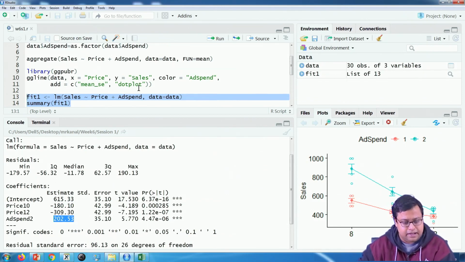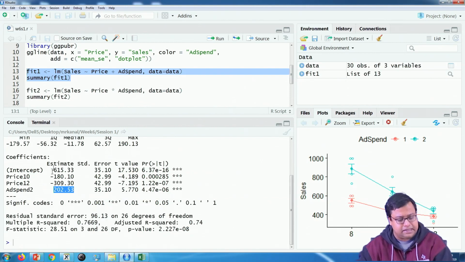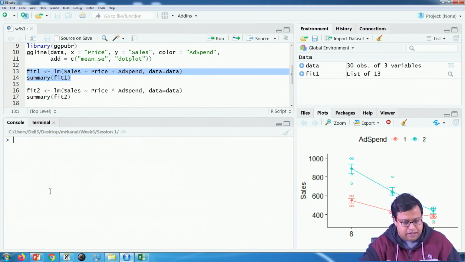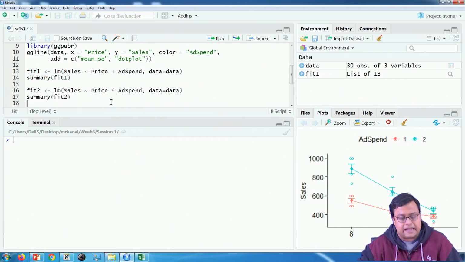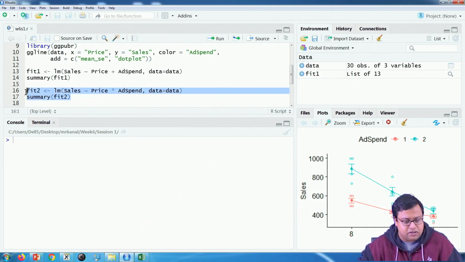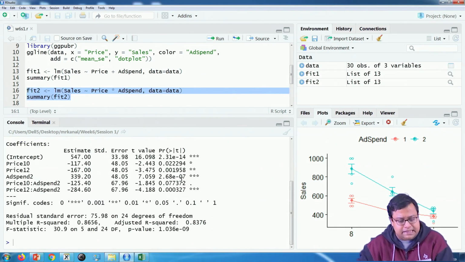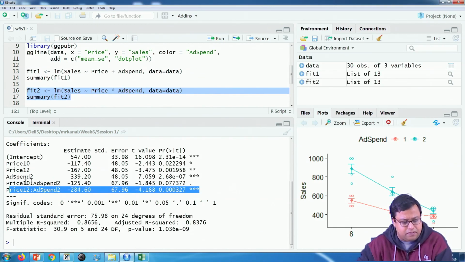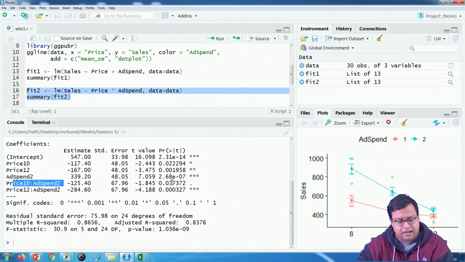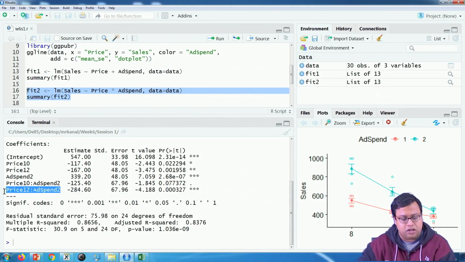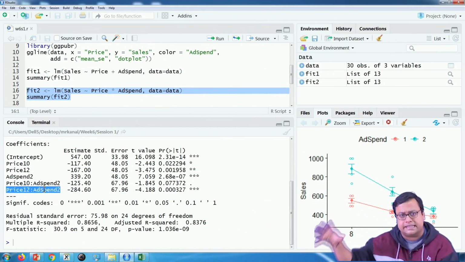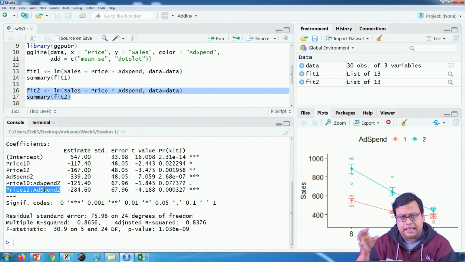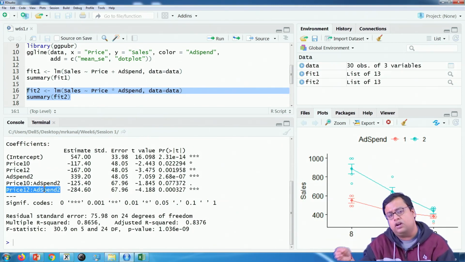We will also see the fit 2, that means I am introducing the interaction effect. The only thing that I change here is that the plus sign becomes a multiplication sign. If I just run that, you will see that the interaction effect for ad spend 2 price 10 is not significant, but for ad spend 2 price 12 it is very significant. So, the jump from price 12 to price 8 is highly significant depending on what kind of ad expenditure you are doing, ad expenditure 1 or ad expenditure 2.